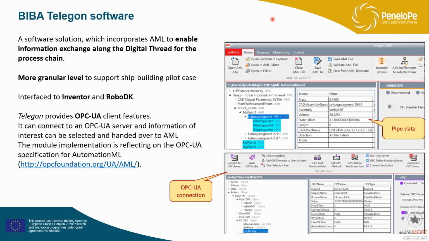Another nice usage of AutomationML has been done by the PeneloPe partner Biba. I invite you also in this case to follow the training session devoted to this application, where they provided all the details and a practical example of usage of the tool, which is called Telegon. It is able to generate an AutomationML file by interfacing Inventor, the CAD system, and RoboDK to generate, in a virtual environment, a manufacturing scenario of pipe fittings.